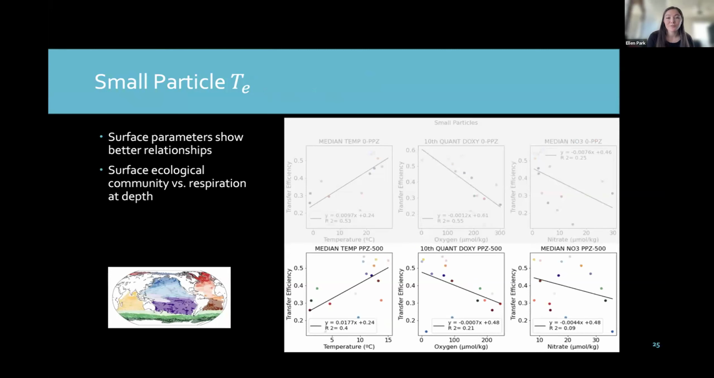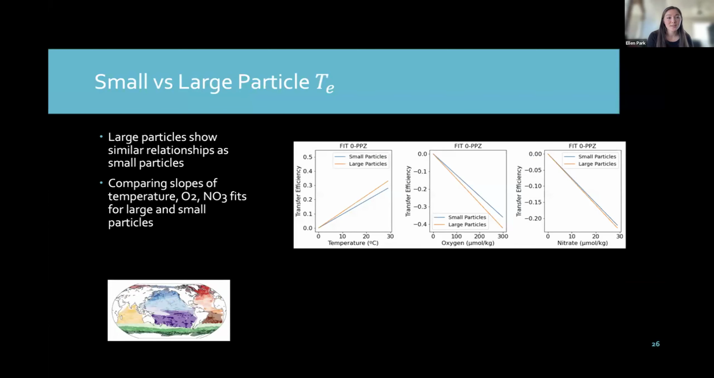And so as I mentioned before, these were just comparing relationships between the surface ocean parameters, but we're evaluating the transfer efficiency between the primary production zone and 500 meters. And we see that these relationships are not as strong as the surface ocean, which brings up, again, the balance of the importance of the surface ecological community and the biogeochemistry versus the actual respiration rates that occur at depth. We could do the same analysis for large particles, but I'm just going to go through this very quickly: they follow the same temperature, oxygen minimum, and nitrate trends as the small particles.